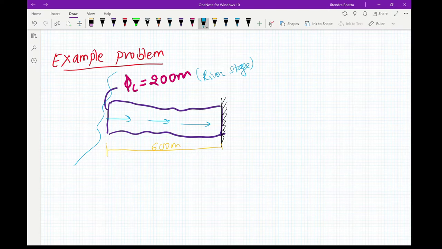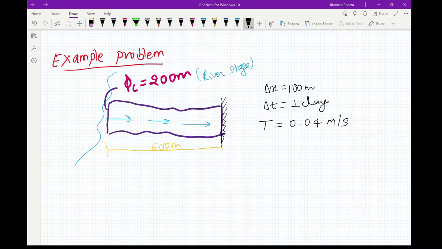Let's say the problem says that you solve this by taking delta x equals 100 meters and delta t equals 1 day, and you will be given the value of T, which is the transmissivity of the aquifer, as 0.04 meter per second, and storage coefficient S may be given as 0.015.